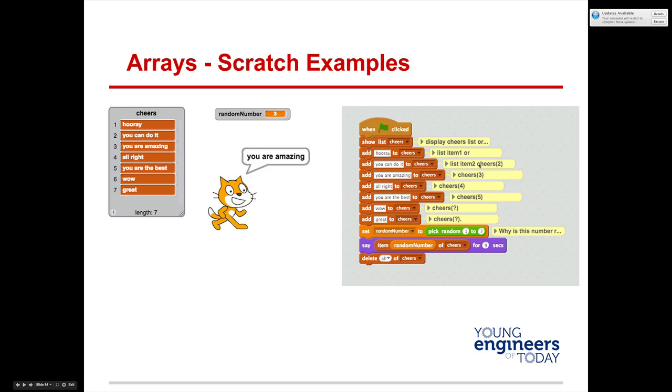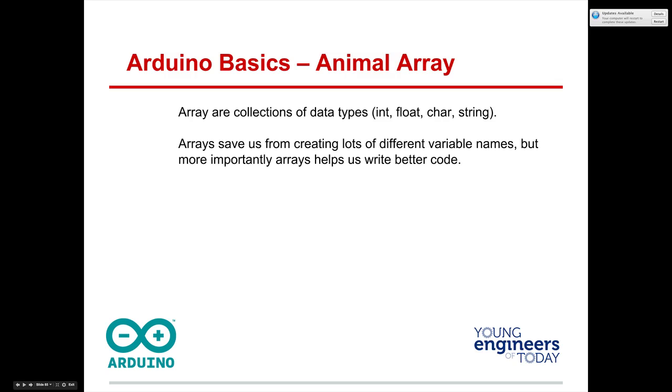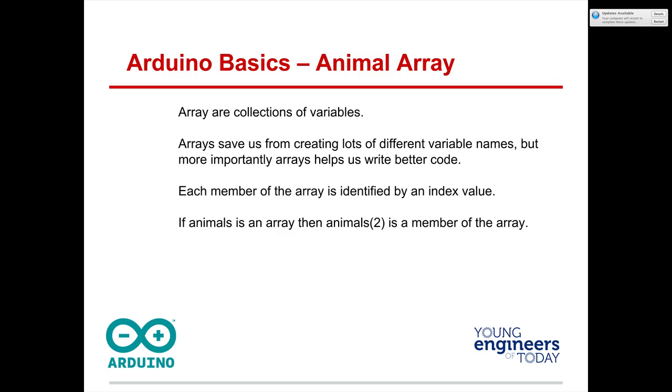And if you think about it, list item 2 we can refer to as cheers 2, cheers 3, cheers 4. Now, arrays are a collection of data types: integer, float, character, strings. They can be anything. Arrays save us from creating lots of different variable names, but more importantly, arrays help us write better code. Each member of an array is identified by an index value. If animals is an array, then animals 2 is a member of that array.